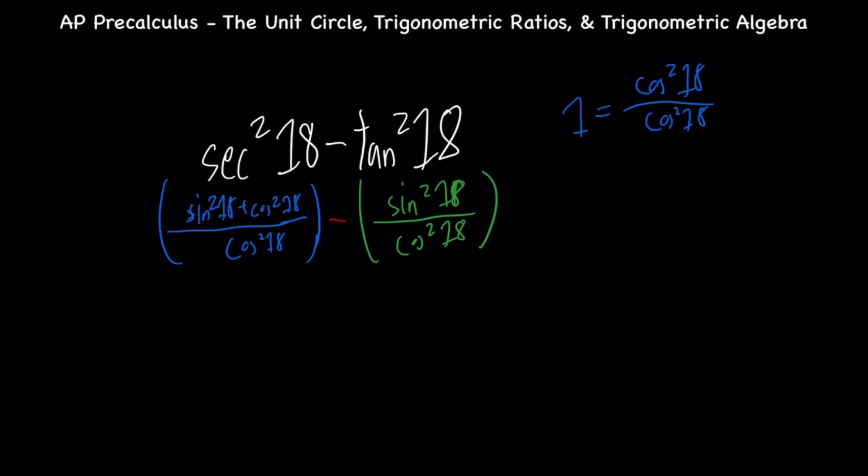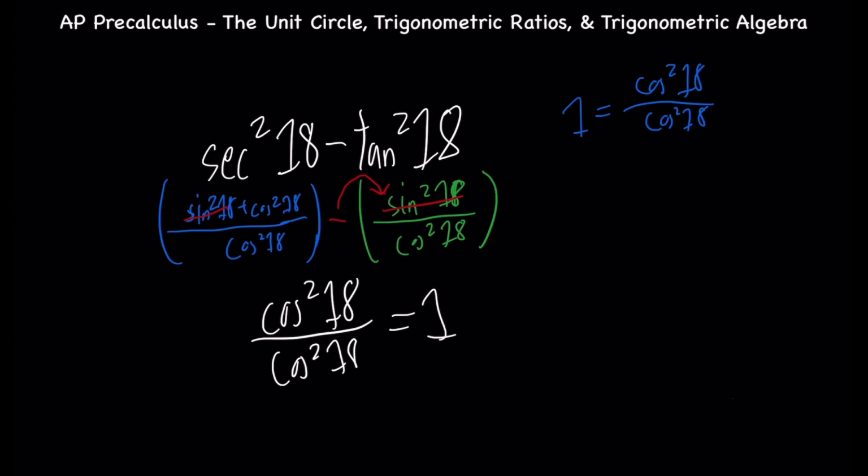Now we can perform subtraction because we have the same denominators. So let's do this. You can distribute the negative to sine squared 18. You realize that sine squared 18 minus sine squared 18 is just 0. These two cancel out. These two combine. You're going to end up with cosine squared of 18 over cosine squared of 18, which if you refer back to here, is just equal to 1. So 1 is your final answer. This is what this entire equation equals.